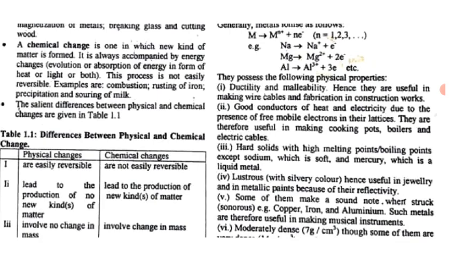Number three, they are hard solids with high melting or boiling points, except sodium, which is soft, and mercury, which is a liquid metal. The others have high melting points for sure. You can't see iron melting normally. Why would iron have a low melting point?